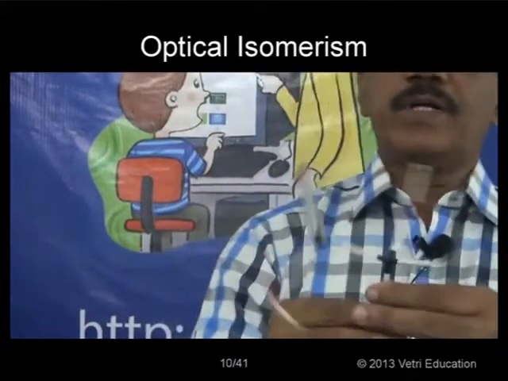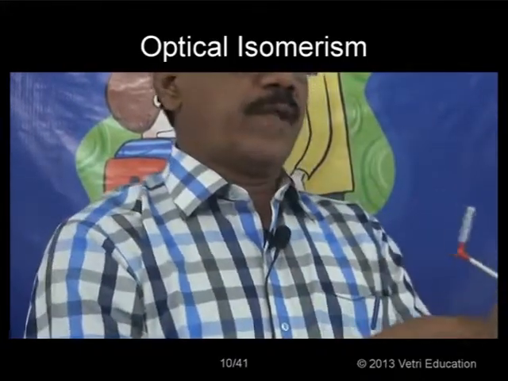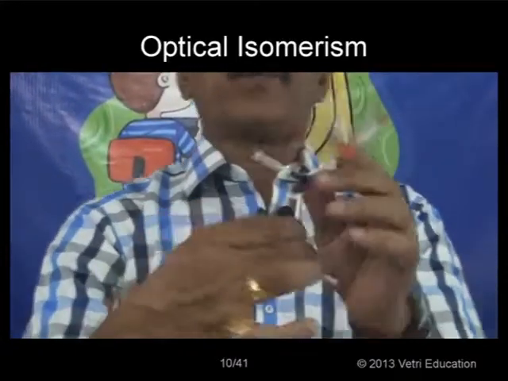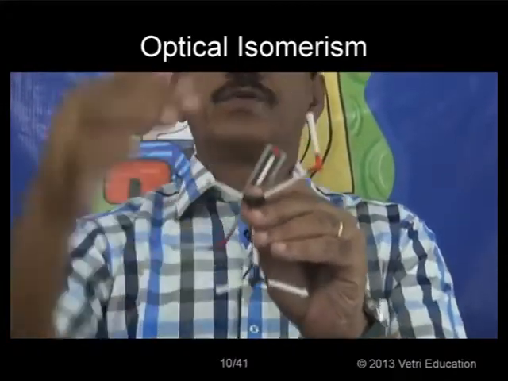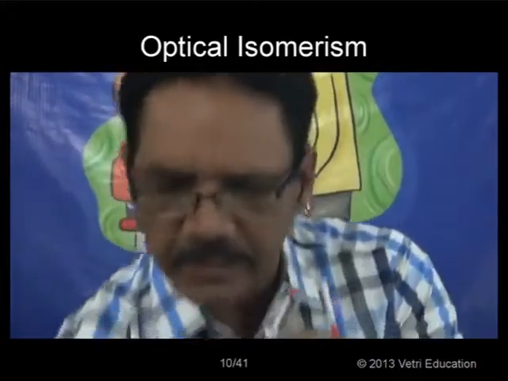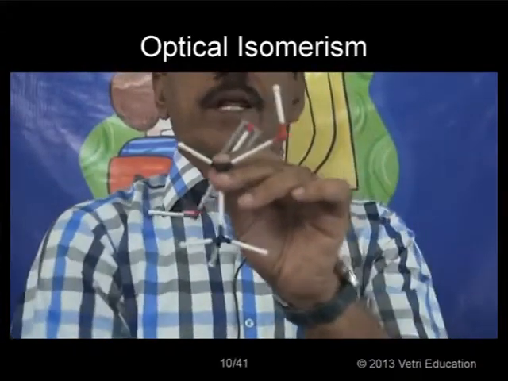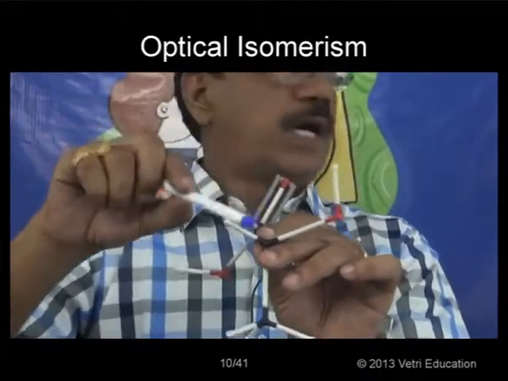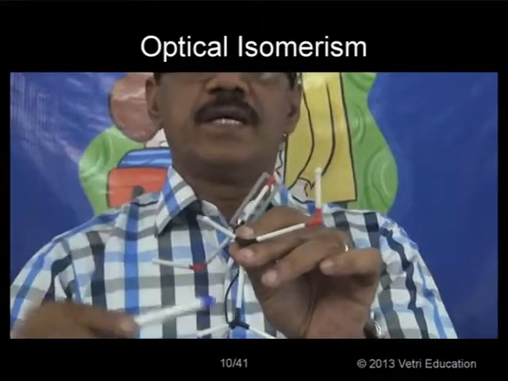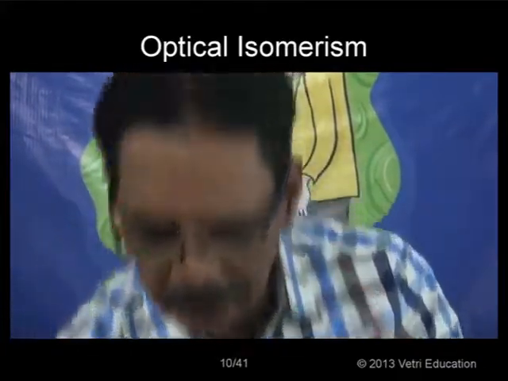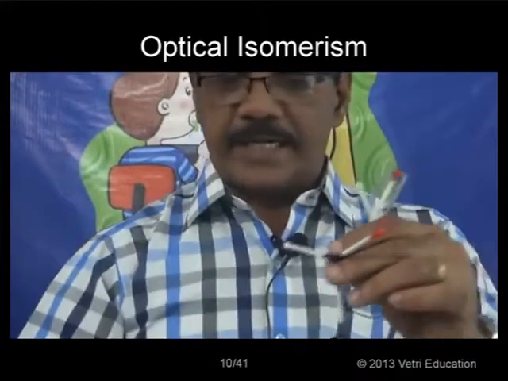Now when I keep this in front of you, you can view it. If you view this, on your right side there is the OH group in this model. On your right side is the OH group, on your left side is H, CH3 is at the bottom, and above is COOH. Okay, now this is D minus lactic acid.